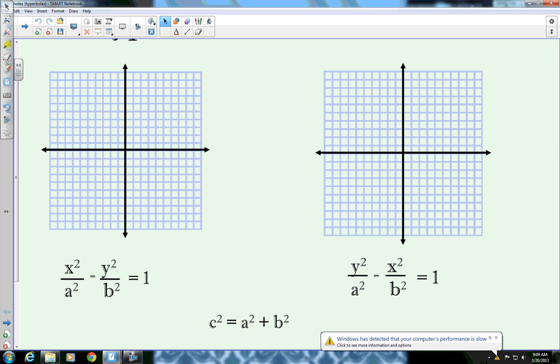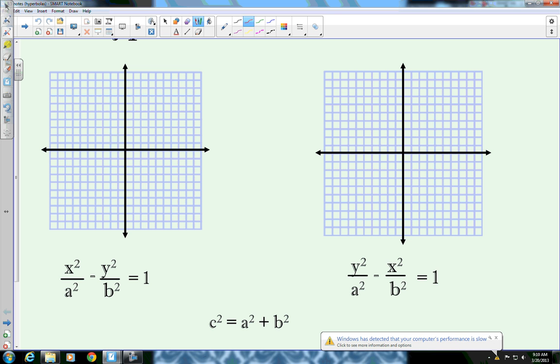Now you'll notice, and we're going to look at this picture in just a minute, if you look at the c squared down there, c squared is equal to a squared plus b squared. Again, it's the opposite of the ellipses. Remember, in the ellipse, c squared equaled a squared minus b squared. So the way I keep this straight is these signs are always opposite. If it's a minus in the original equation, then it's a plus in the c squared equation. That's how I keep them straight. So let's look at what they look like.